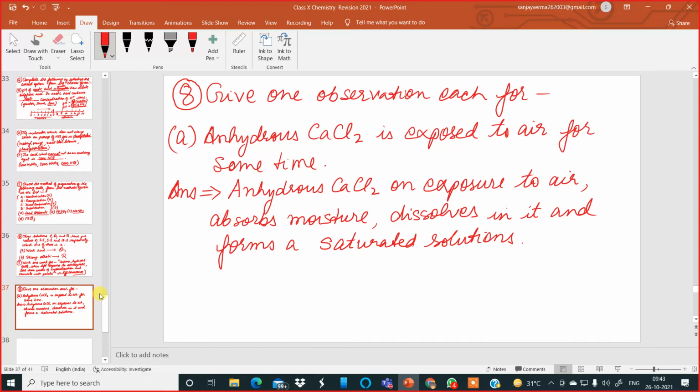Now 8B. The question is like this. BaCl2 is barium chloride solution.